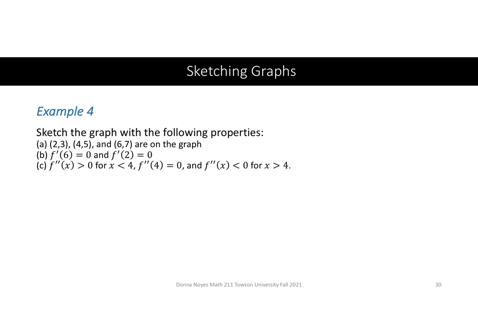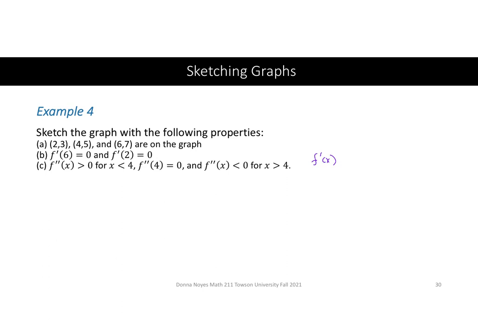So what does it look like when we put all of this together? Let's sketch our graph with the following properties. We know the points (2, 3), (4, 5), and (6, 7) are on our graph. We also know that our first derivative is 0 at both x equals 6 and x equals 2. We know that our second derivative is positive for any x less than 4. We know that it is 0 at 4, and we know that our second derivative is negative for any x greater than 4.